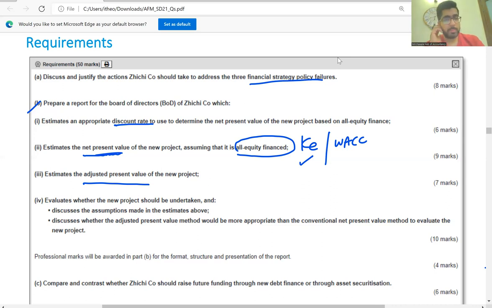Okay, so now we will be going towards appendix two.